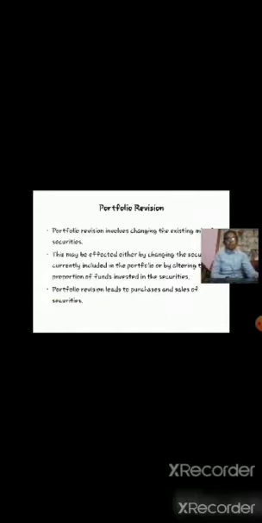Next is portfolio revision. Portfolio revision involves changing the existing mix of securities. Portfolio revision is essential in order to meet the changing demands of the financial market. This may be effected either by changing the securities currently included in the portfolio or by altering the proportion of funds invested in the securities. Portfolio revision leads to purchase and sale of securities.